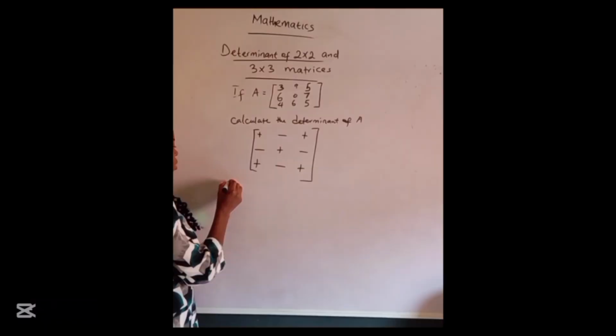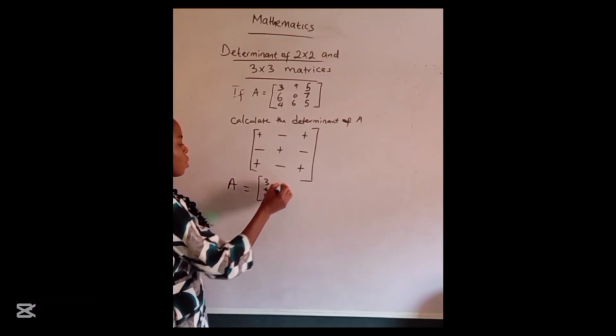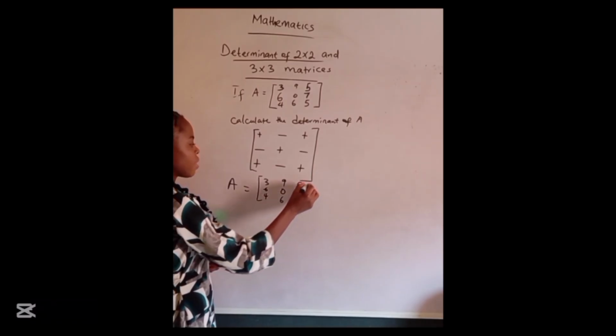The first element there, which is 3, is positive. 9 negative, 5 positive, 6 negative, 0 positive, 7 negative, 4 positive, 6 negative, and 5 positive. So when you are carrying out these determinants, you have to consider each element's sign. Now let's solve this. We have to find the determinant of A. So A equals the matrix 3, 6, 4, 9, 0, 6, 5, 7, 5.